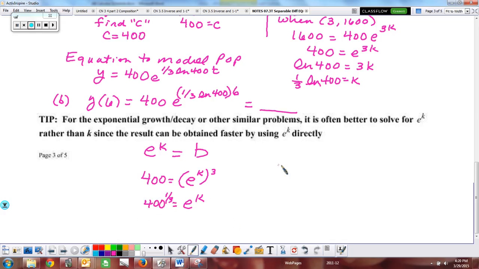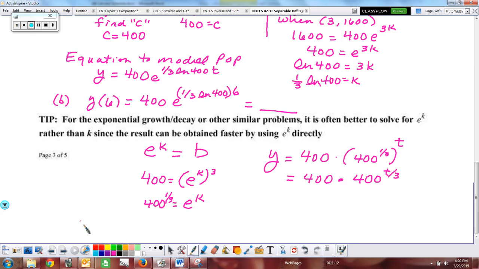And so a lot of times when they do this model, they'll write it as y equals the 400, which was your constant, times your base, 4 to the 1/3, to the t, which is going to give you 400 times 4 to the t over 3. They like it in that form without the e.